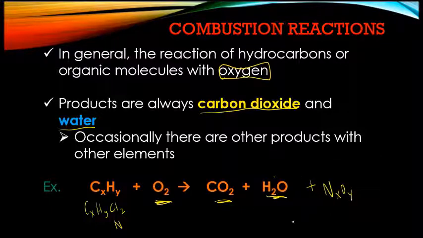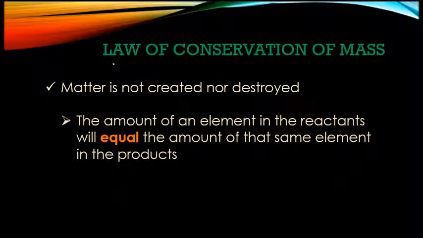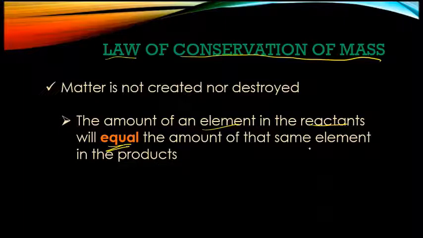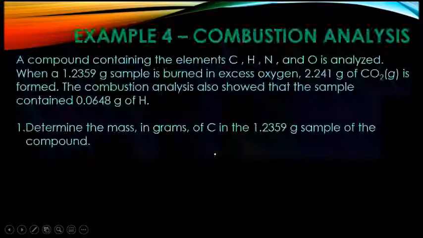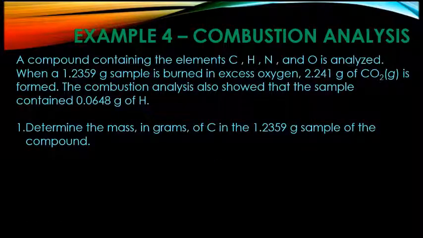Now, like I said, not necessary to know in the balanced reaction because we will be using the law of conservation of mass to help solve these problems. So really it's about the mass of what you start with is equivalent to the mass of what you end with. So the mass of an element in the reactants is equal to the amount of that same element in the products. And that's really how we're approaching this. We're not approaching it from a stoichiometry perspective. It's about the masses in the reactants and then the products. So example 4 is showing you a combustion analysis where we have carbon, hydrogen, nitrogen, and oxygen. They've been analyzed.